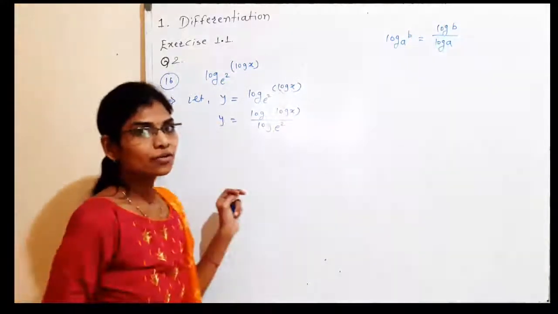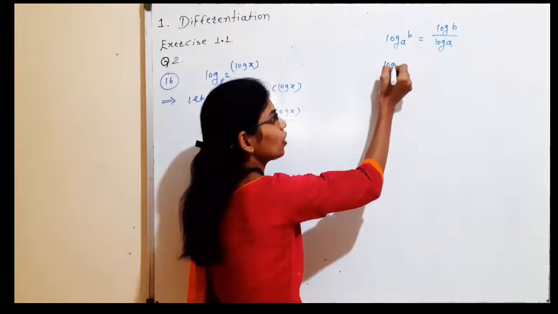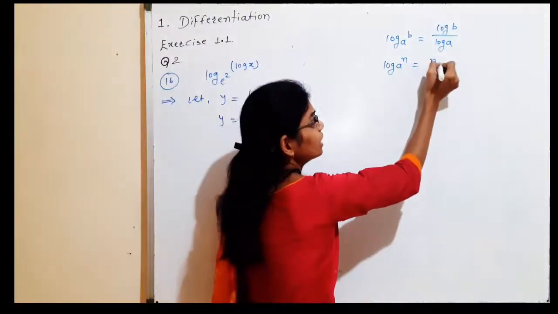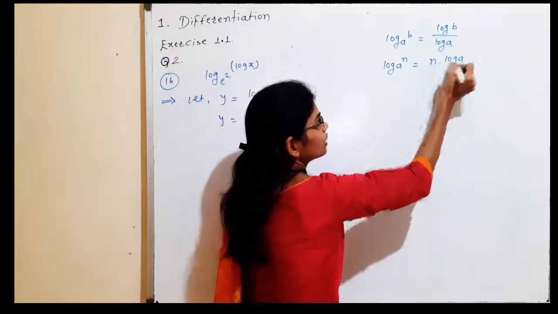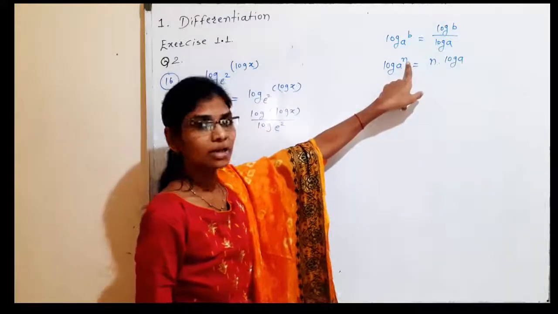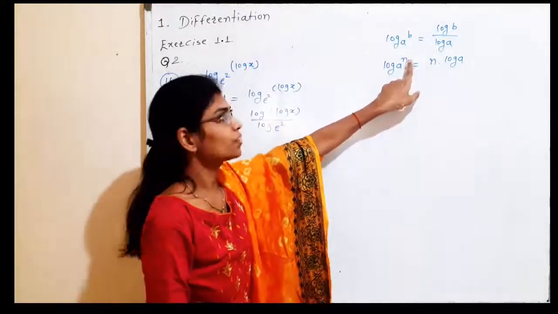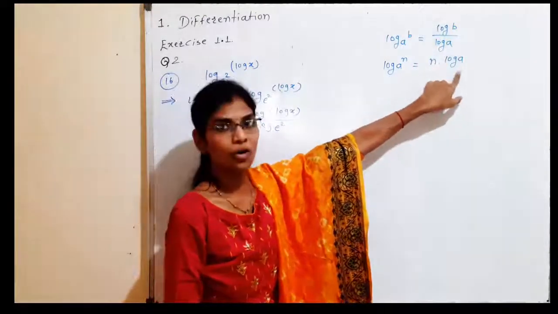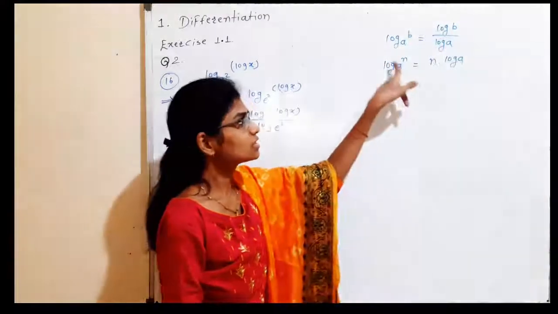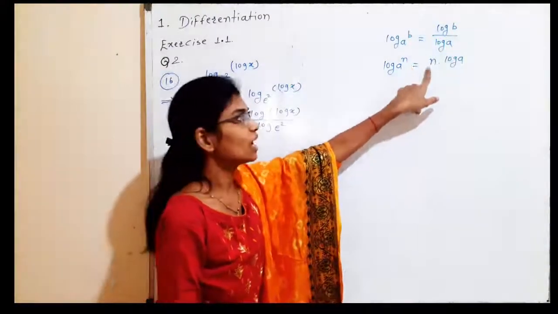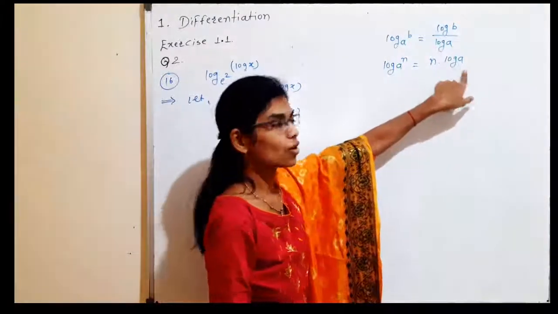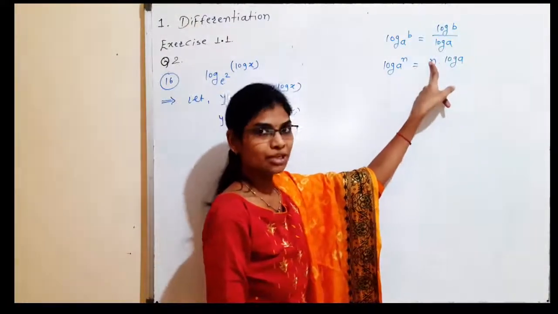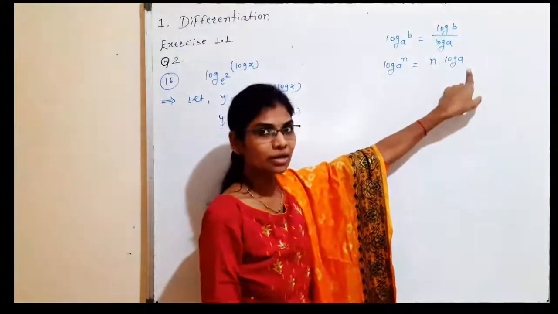Now, we know one of the logarithmic rules: log of a raised to n can be written as n multiplied by log a. It means whenever a number n is in index form, we can write it in the form of a multiplication to the logarithmic form. That is, log of a to the n we always write as n into log of a. It means the index has to be taken as a multiplication to the logarithmic term.